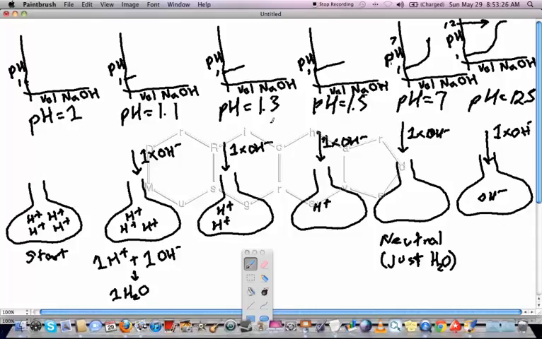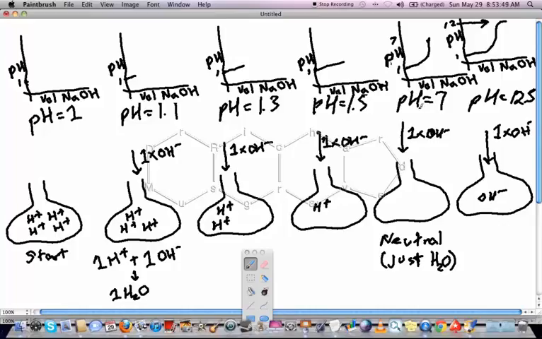In this instance, we add another molecule of OH minus, so another H plus gets destroyed. It gets turned into water, and we're left with 2 H pluses, so now the pH goes up just a little bit more. We add another OH minus. We're left with 1 H plus in the solution, the other H plus turned into water. And again, the pH goes up a little bit more.